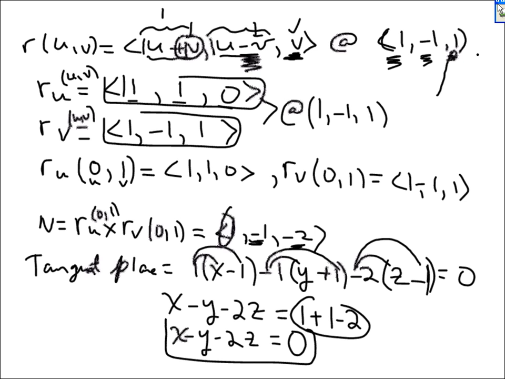Okay, so there it is. Find r_u, find r_v, but you have to find it at the correct point. You have to translate that point x, y, z. I think it's 1, negative 1, 1. You have to convert it to u, v points.